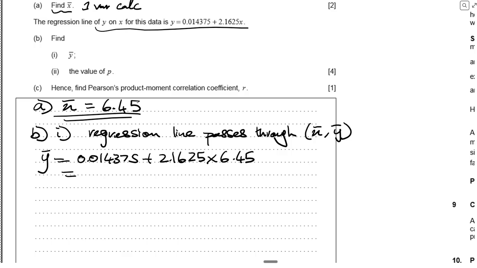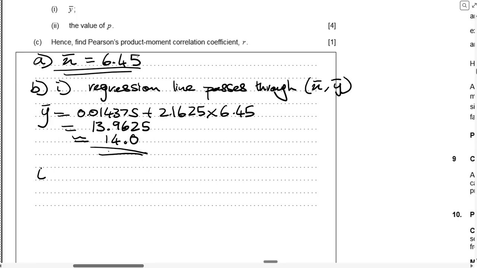And now let's calculate. I'll use my other calculator: 0.014375 plus 2.1625 times 6.45. And that is 13.9625. Now we want to put that into 3SF, so 13.9625 becomes 14.0, and that is our mean.